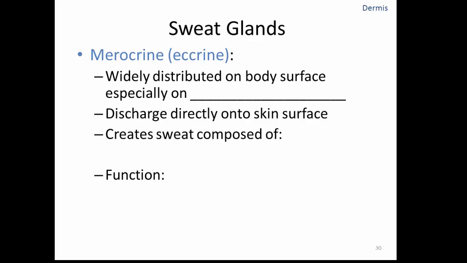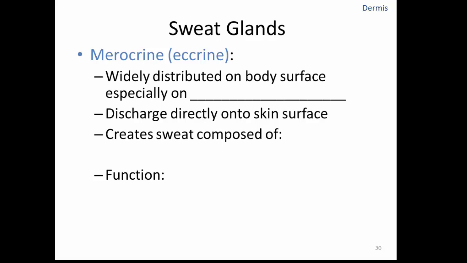The merocrine sweat glands are the type of sweat glands that actually produce sweat that cools us down. So when you're becoming very sweaty, when you're warm, those are your merocrine sweat glands at work. They're widely distributed over the body surface, but they're especially concentrated in places like the palms of the hands, the soles of the feet, and the forehead. The merocrine sweat glands discharge sweat directly onto the skin surface, so they don't use a hair shaft like we saw with the sebaceous gland.